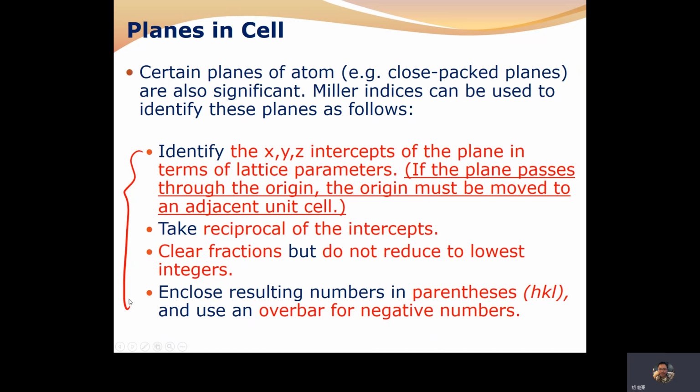Enclose the resulting numbers in parentheses (hkl). Okay, so there's another notation right here for the plane. For a crystallographic plane it is (hkl), and use the overbar for negative numbers.